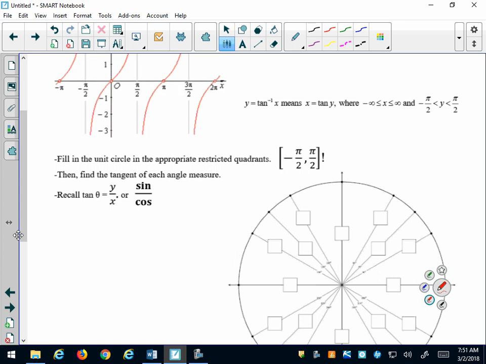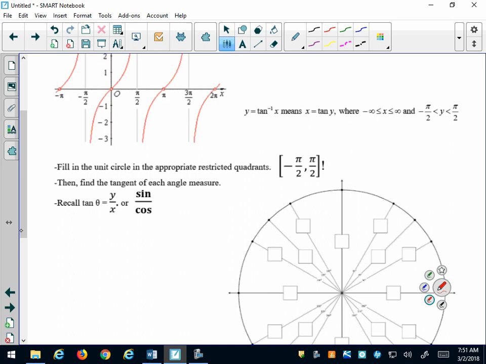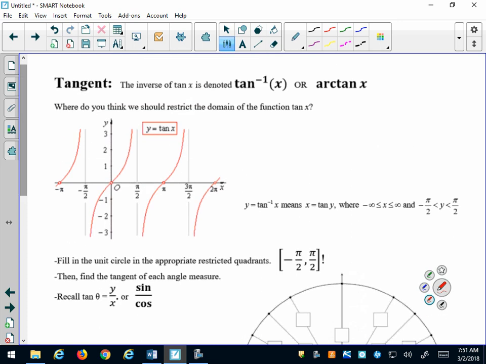Okay, so tangent, you remember, looks like this. It's got the asymptotes at every odd pi over 2, right? So it's 1 pi over 2, 3 pi over 2, 5 pi over 2. That's where all of the asymptotes are going to be. So the period of tangent is just 1 pi, as opposed to the period of cosine and sine.